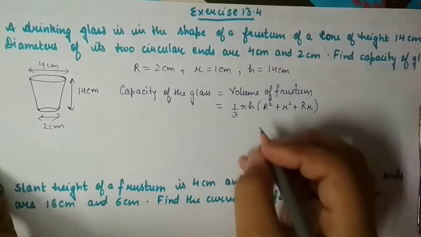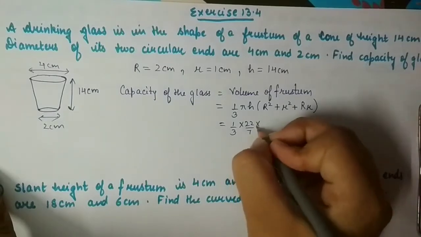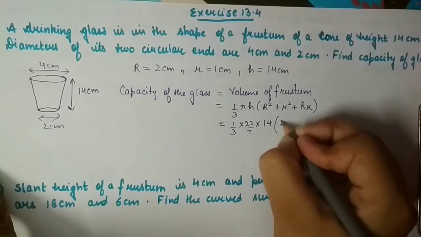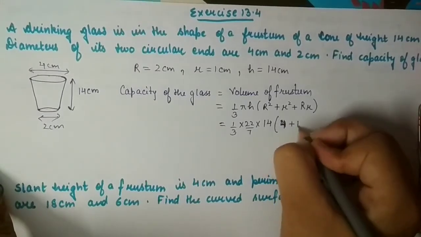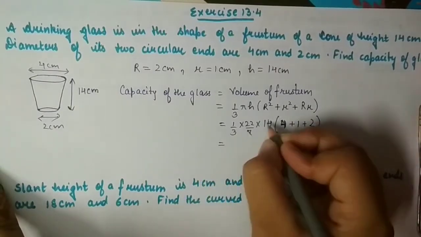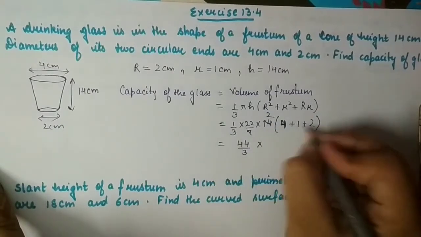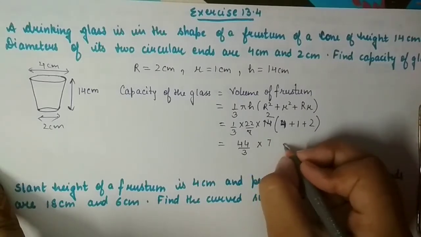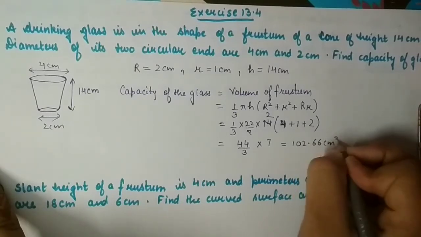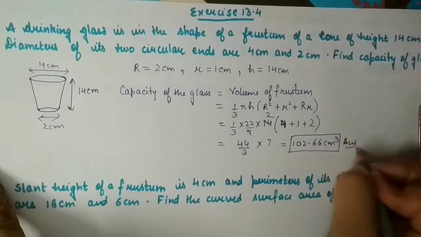So now put the values. You get 1 by 3 into 22 by 7 into height is 14. Capital R is 2, so 2 square is 4. You can write directly 2 square is 4 plus 1 square is 1 only plus 2 into 1 is 2. So what you get? Cancel the terms. You get 44 upon 3 into 7. So on solving you will get it equal to 102.66 centimeter cube. So this is the capacity of the glass and this is your answer.